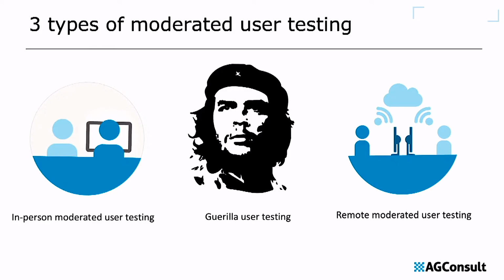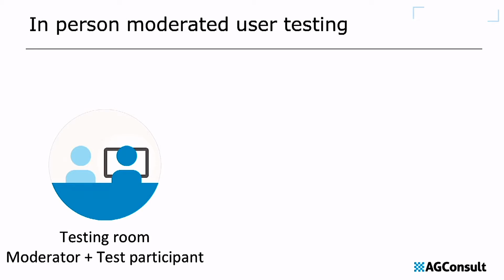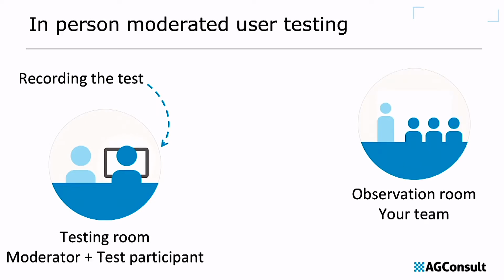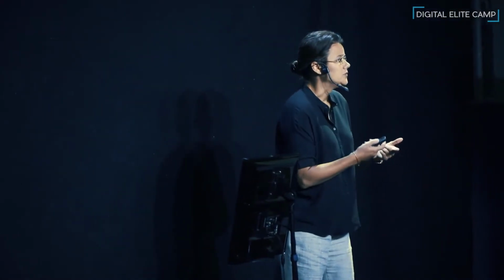There are 3 types of moderated user testing I'd like to talk you through, and I'd like to start with the classic in-person testing, the 2-room setup. Now, typically, in one room, you have your moderator, your test participant. Everything they say, everything that's happened on the screen is being recorded. In the other room, you have your observation room. Your team is watching the test, preferably together with another expert. Everything that happens in the test room and the interview room is shared to the observation room. Now, obviously, you can do this setup with any device. You can do it on a laptop, on a tablet, a mobile, doesn't matter.